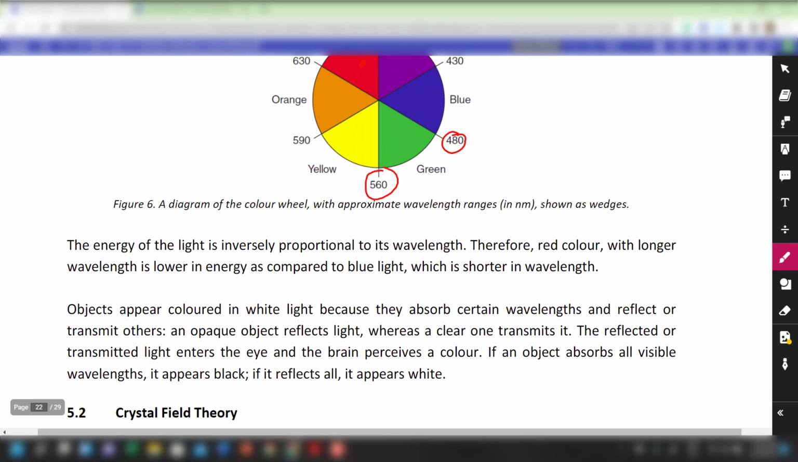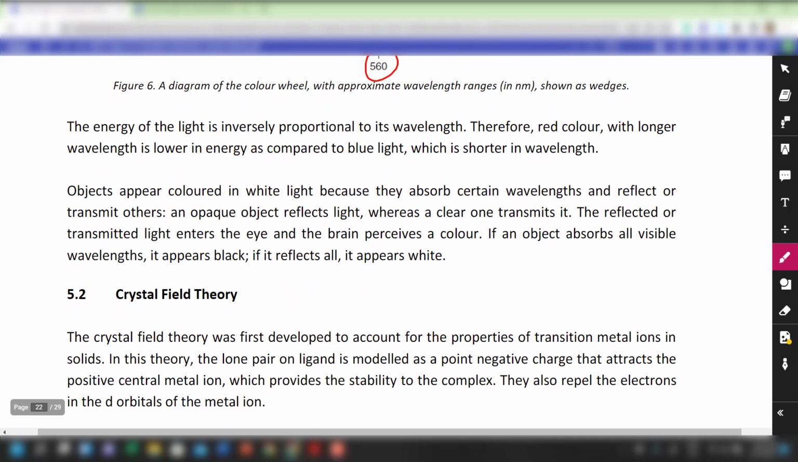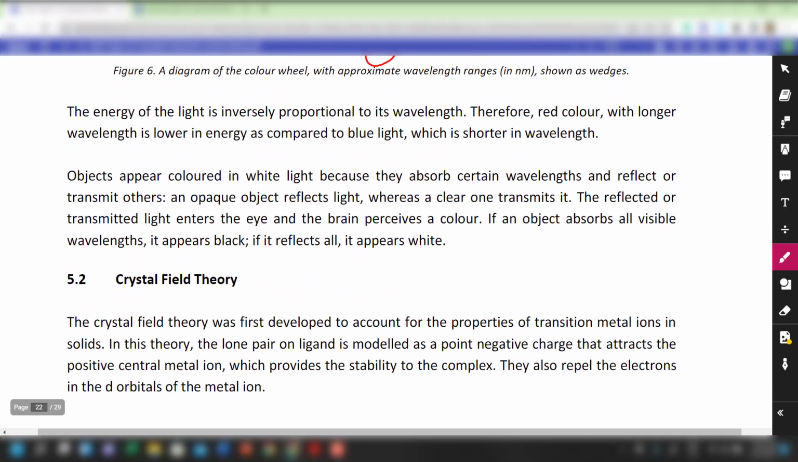And we can go through a little bit of physics here. The energy of the light is inversely proportional to its wavelength. So you can view it as E equals hc over lambda, where h is the Planck constant, c is the speed of light, and lambda is the wavelength. So the shorter the wavelength, the larger the energy gap between the HOMO and LUMO. But we don't go into HOMO and LUMO, we just talk about the energy gap. Later on, you will learn that the energy gap is the gap between the split sets of d orbitals.